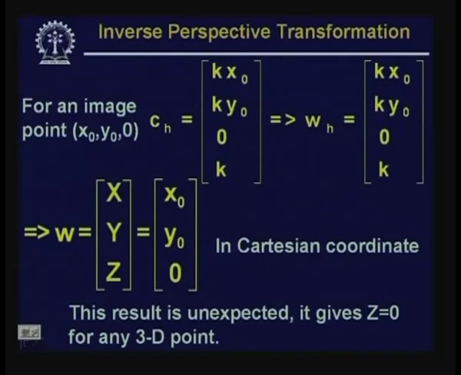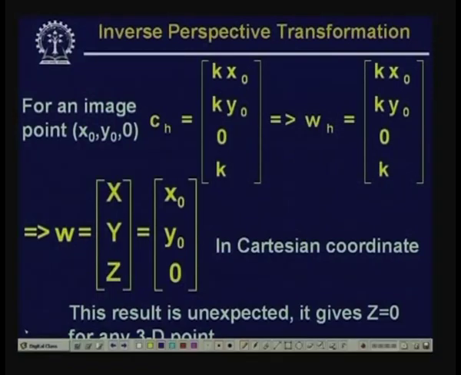Now, from this homogeneous coordinate system, if I convert this to the Cartesian coordinate form, then the Cartesian coordinate corresponding to this homogeneous coordinate is obtained as W equal to capital X, capital Y, capital Z, which is nothing but x naught, y naught, 0. So, you find that in this particular case, the 3D world coordinate is coming as x naught, y naught, 0, which is the same point from where we have started, that is the image point from where we have started. Moreover, for all the 3D coordinate points, the z component always comes as 0.